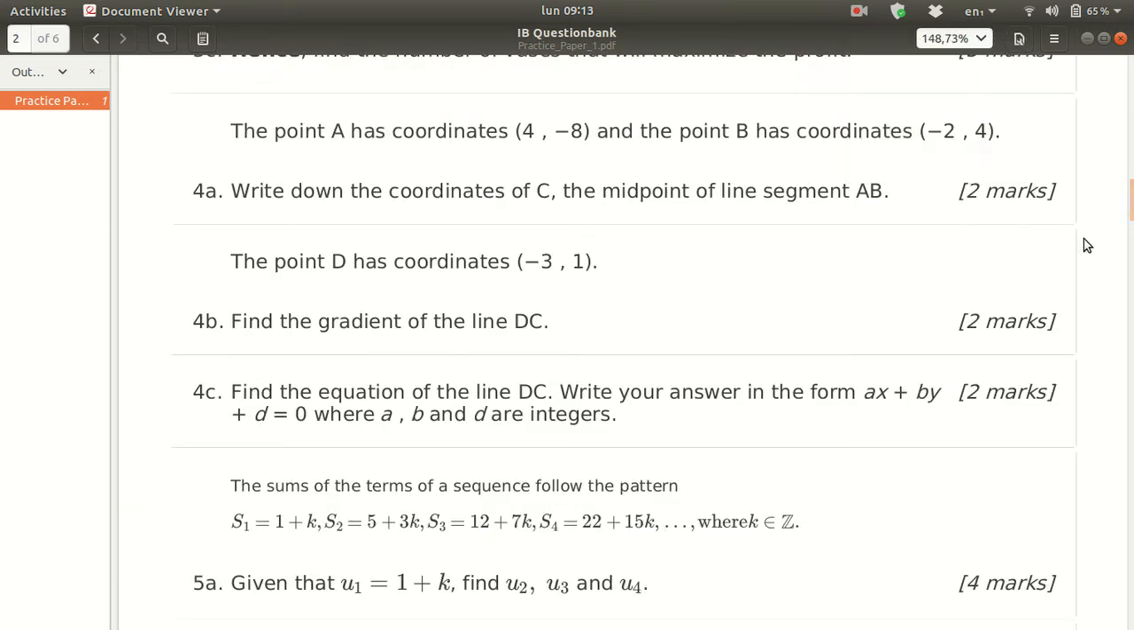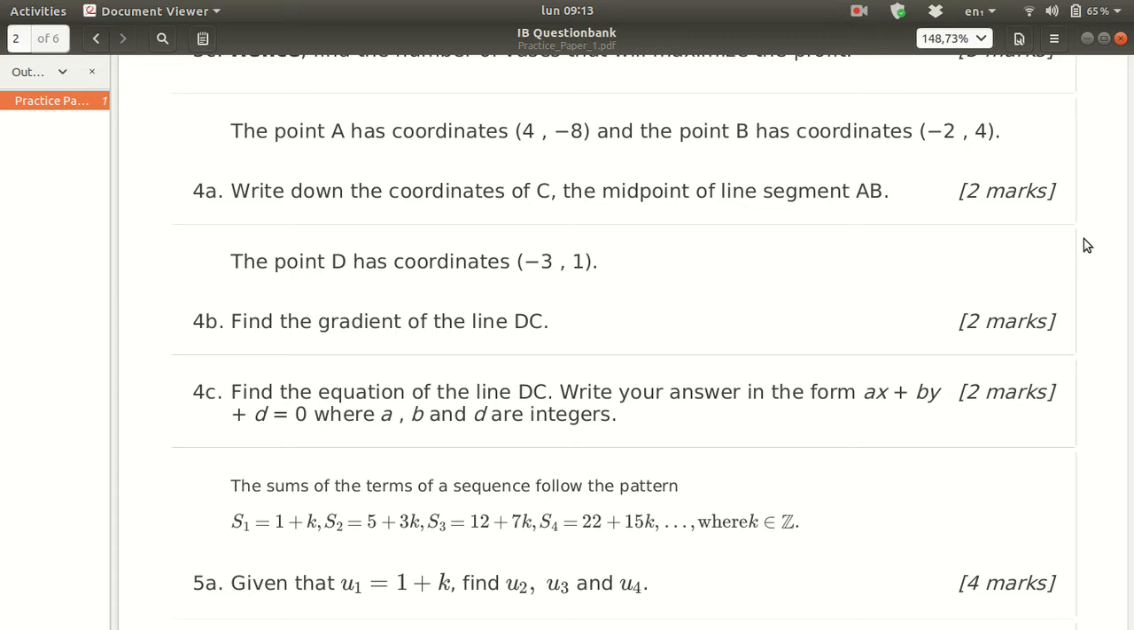Now we're going to take a look at question 4c. Find the equation of the line DC. Write your answer in the form ax plus by plus d is equal to 0, where a, b, and d are integers. Not a lot of people got this question correct. I think nobody got it correct. So let's take a look at how to do it.